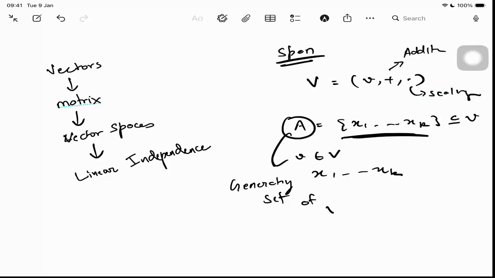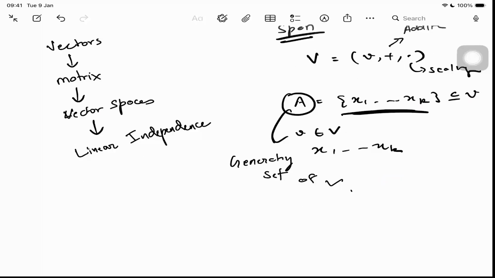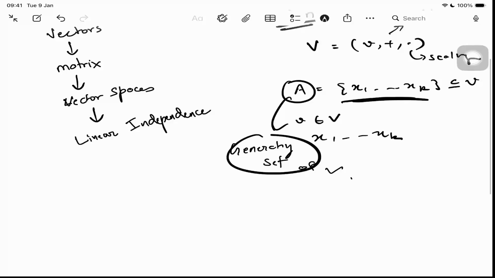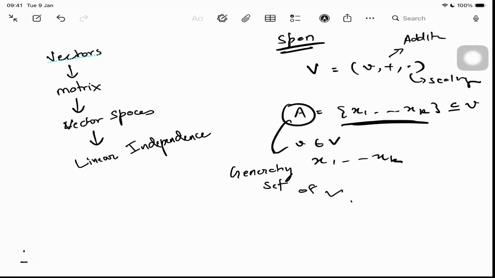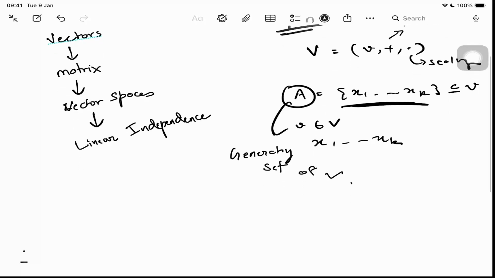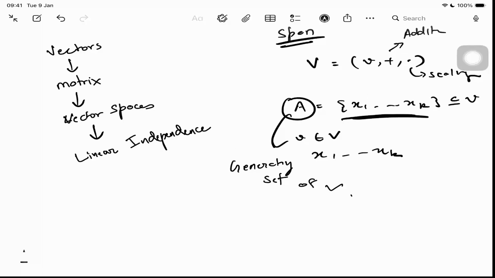A generating set is a set of vectors whose span equals the whole vector space. So what is span exactly? Span is the set of all possible vectors you can get by taking linear combinations of those vectors. Suppose I have this set A, and if I take all possible linear combinations of the vectors in A, all those resultants will be the span.